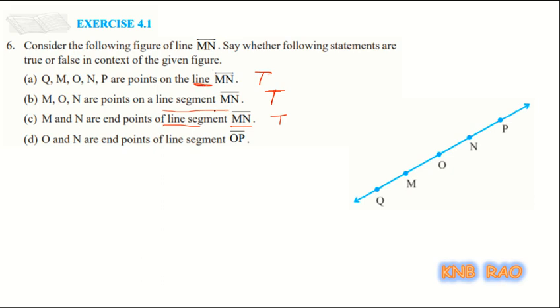They are endpoints of the line segment. Here it is a line, here it is a line segment. Be watchful of it. O and N are endpoints of line segment OP. No, it is false. Why is it false? Tell me. O is one of the endpoints, but not N. Here, endpoints are used to name the line segment. So, when endpoints are used to name the line segment, O must be one endpoint and P must be the other endpoint, not N. Okay. So, that is the reason.